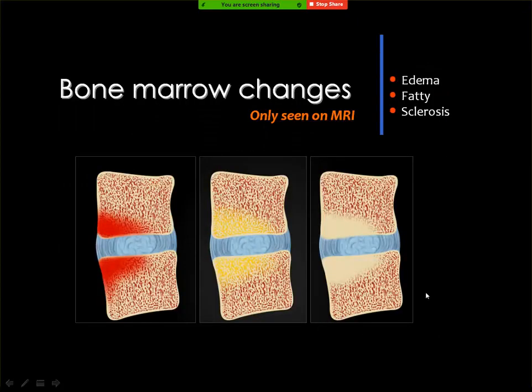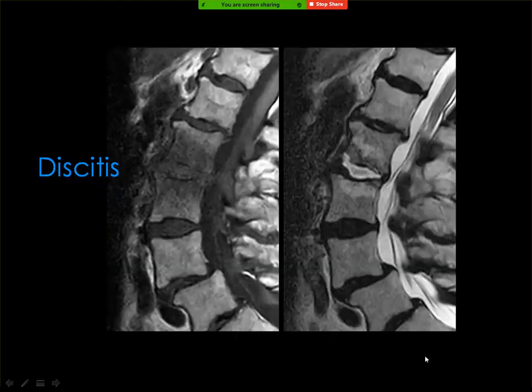As you all know, we have three types of bone marrow changes. Type 1 is bone marrow edema, type 2 is fatty infiltration, and type 3 is bone sclerosis. Actually, the most important one is the type 1 changes, where you can see bone marrow edema of the opposing end plates, and the edema appears of low signal in the T1 and high signal in the T2 weighted image.